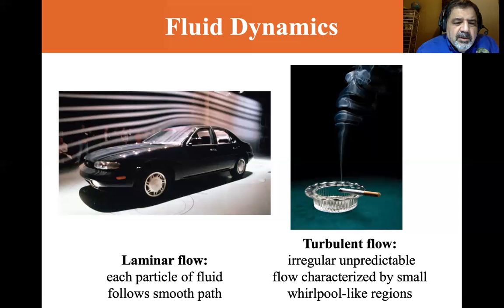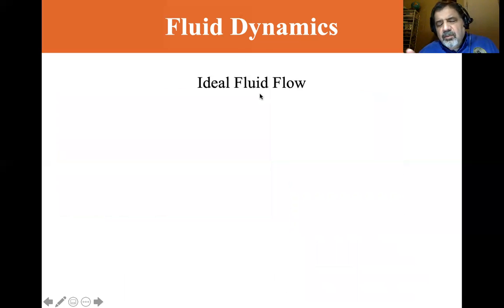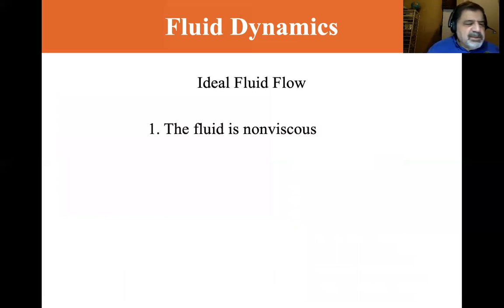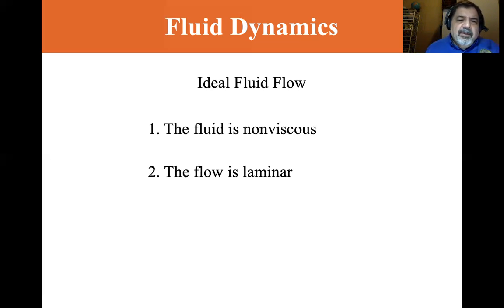So the laminar flow, each particle of the fluid flows in a smooth path, and the turbulent flow, irregular, unpredictable flow, is characterized by small whirlpool-like regions. So ideal flow, we're going to discuss ideal fluid flow, and there are four conditions that we need to consider. The fluid is non-viscous. In other words, the viscosity, I think you understand what viscosity is. You think of oil, or you think of molasses. Molasses is very viscous. Water has very low viscosity.